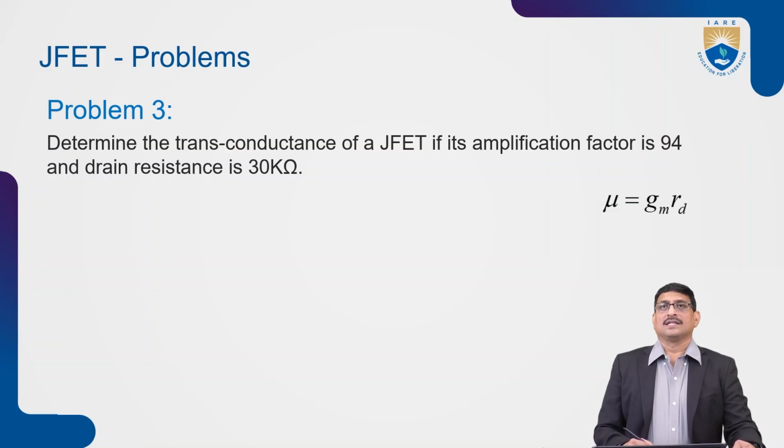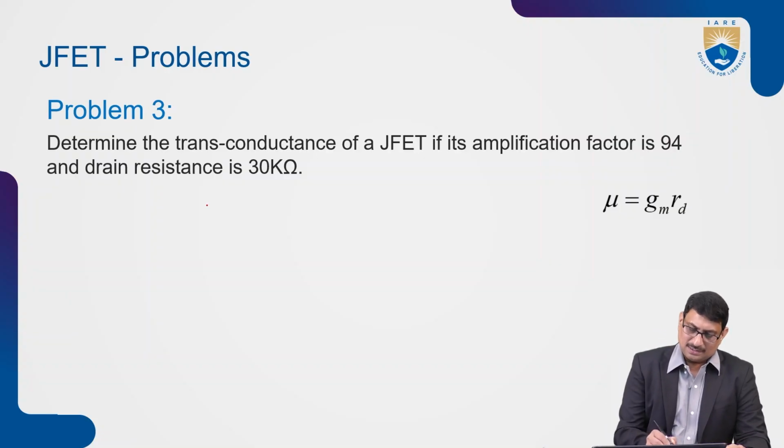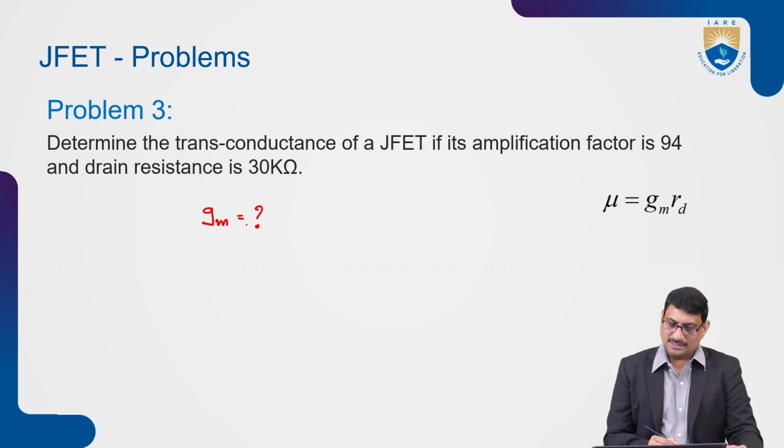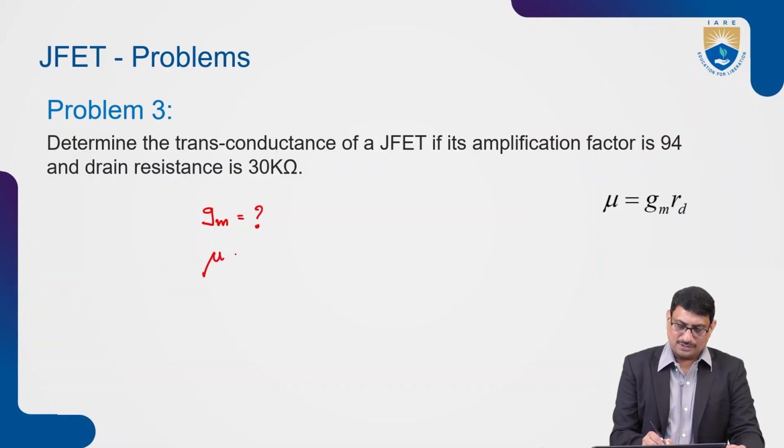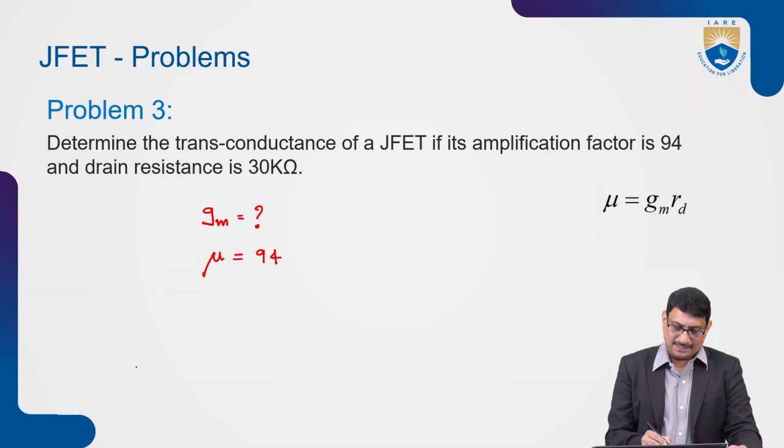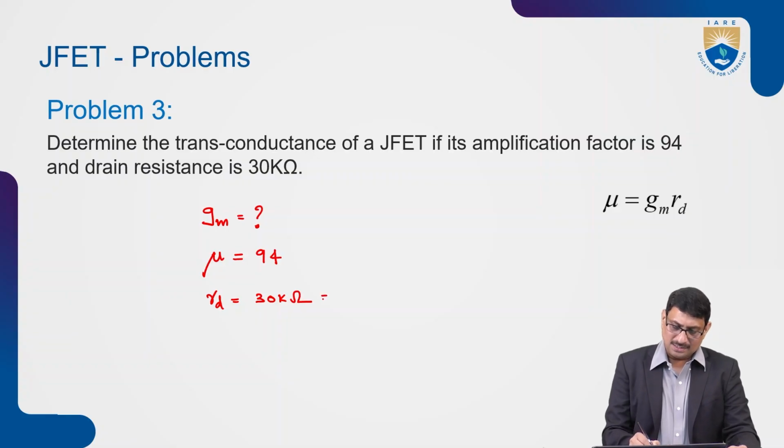Determine the transconductance of a JFET if its amplification factor is 94 and the drain resistance is 30 kilo ohms. So this problem is asking us to calculate the transconductance, the GM, of a JFET, if its amplification factor, denoted with mu, equal to 94 and the drain resistance small rd equal to 30 kilo ohms, or 30 into 10 power 3 ohms.